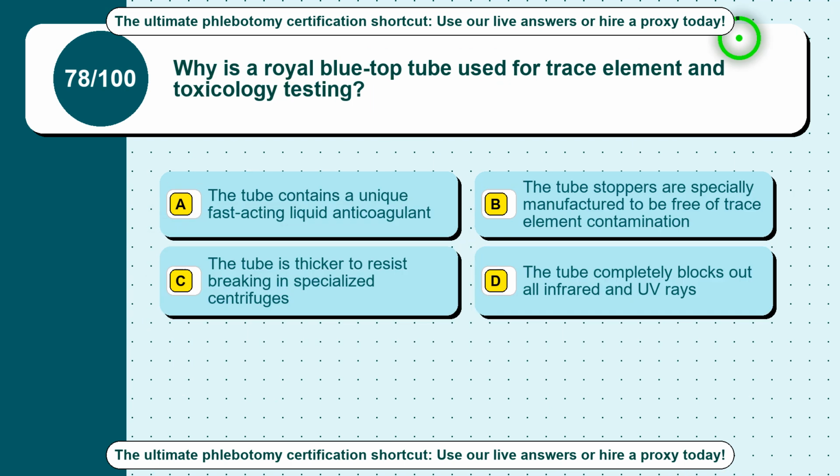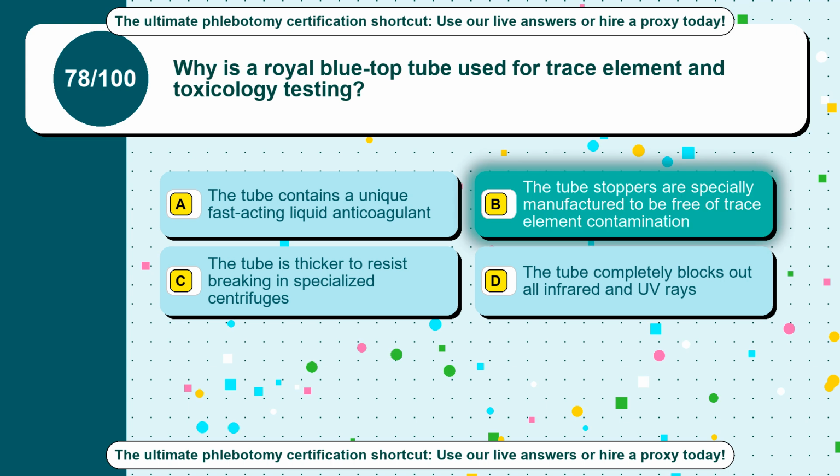Question 78. Why is a royal blue top tube used for trace element and toxicology testing? Option A. The tube contains a unique fast-acting liquid anticoagulant. Option B. The tube stoppers are specially manufactured to be free of trace element contamination. Option C. The tube is thicker to resist breaking in specialized centrifuges. Option D. The tube completely blocks out all infrared and UV rays. The correct answer is option B.